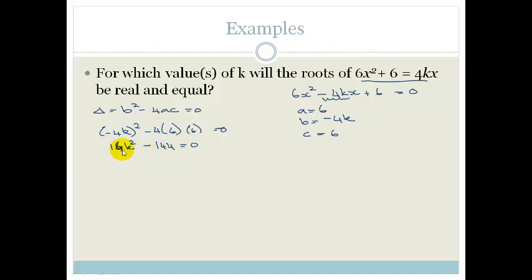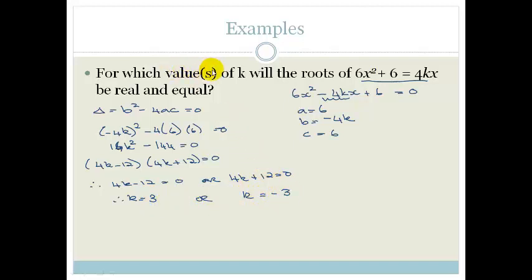So if you look at this carefully, you can see that this 16k squared is a perfect square, 144 is a perfect square, and it's separated by a negative. So therefore, this is a difference of two squares. So we've got 4k minus 12 times 4k plus 12 equals 0. Therefore, 4k minus 12 equals 0, or 4k plus 12 equals 0. Therefore, your k is either going to equal 3, or your k is going to equal negative 3. And that's why they've got those values over there. So the values for which this will give us real and equal roots is when k equals 3 or k equals minus 3.